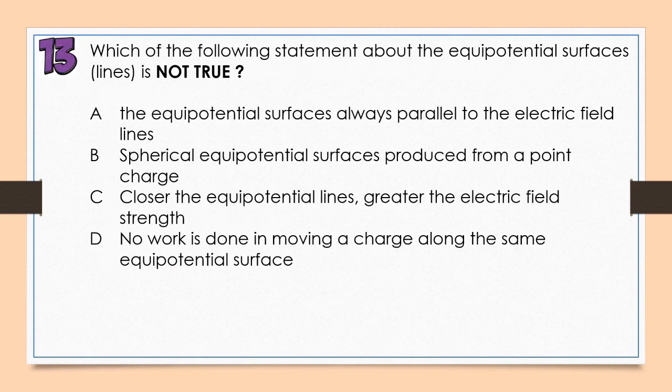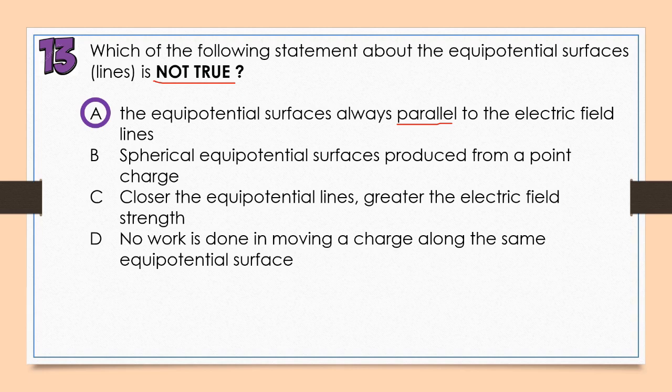Okay, now we go to question number 13. Which of the following statements about the equipotential surfaces or lines is not true? So if you look at the choices given, choice A, the equipotential surfaces are always parallel to the electric field. Is it parallel? It looks like equipotential surfaces are always perpendicular to the electric field, right? So the answer is A. But because we want to find the statement which is not true, just read the other choices.